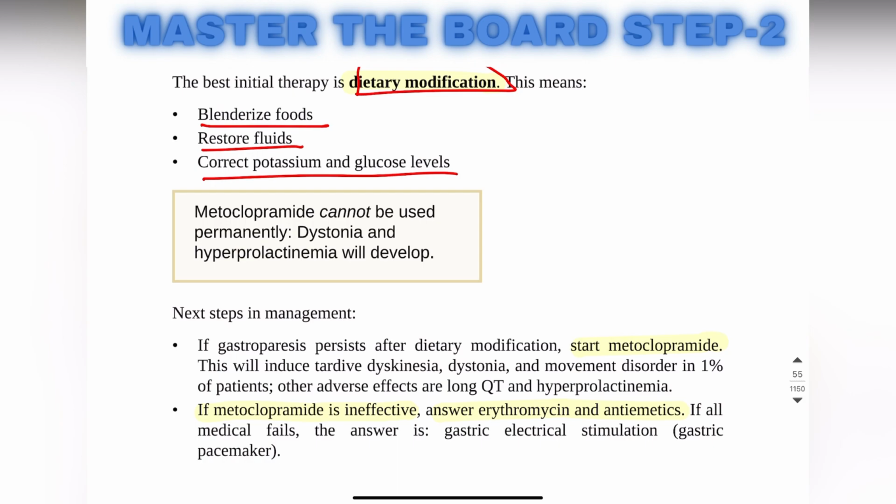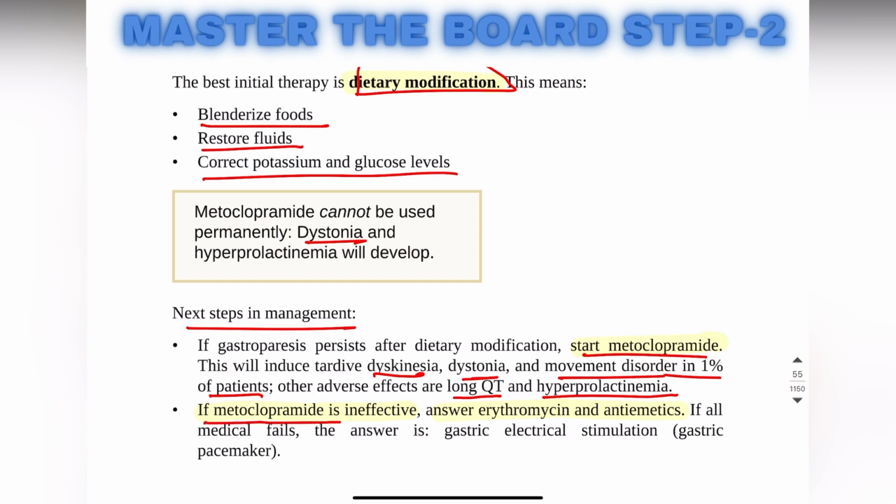If the gastroparesis still persists after dietary modification, the next step in management is we start metoclopramide, but we cannot use metoclopramide for a longer period because it might cause dystonia, dyskinesia, movement disorders in 1% of the patients. Other adverse effects that metoclopramide can cause are long QT and hyperprolactinemia.